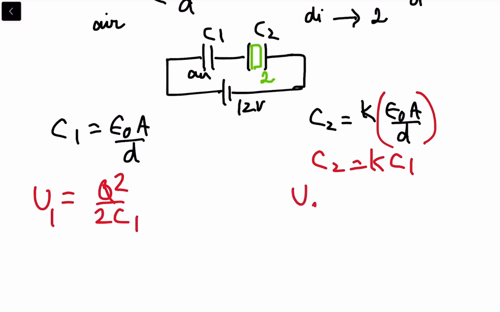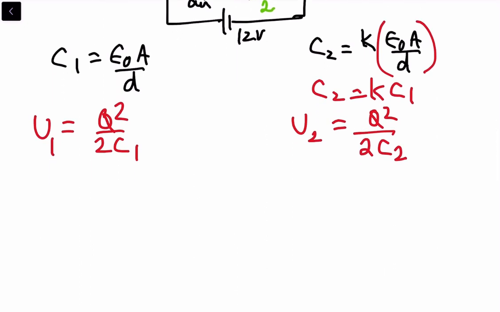For the second one, Q2 is equal to Q square by 2C2. Now, why have I taken Q as the same? Because the capacitors are in series. When they are in series, the same charge flows through them. Now, what is the problem they have asked? Find the ratio of their energies.